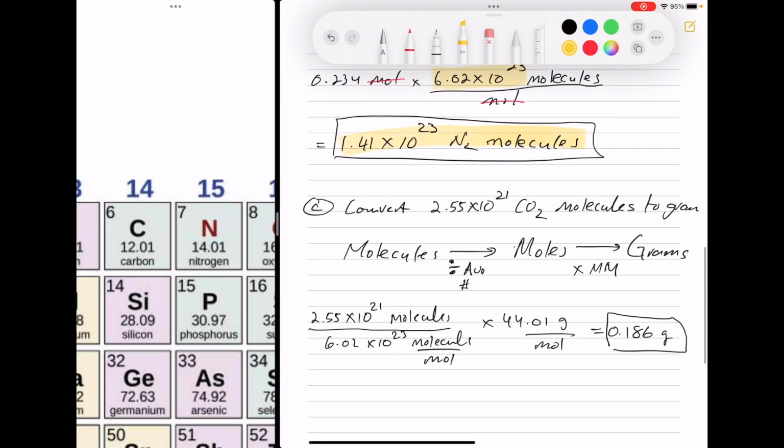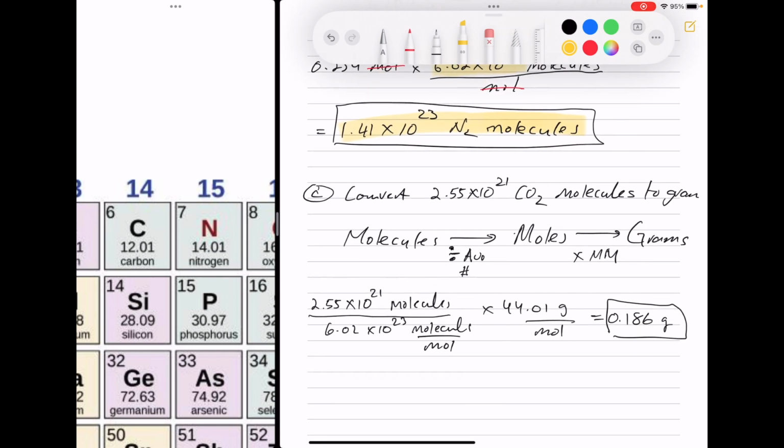The last problem is the most difficult one. It's asking you to convert from molecules all the way to grams. So you have to think about a couple of steps. First off, you can't go directly from molecules to grams. You always have to go through moles. So moles is your bridge in between grams and molecules. So in this case, we have to take it from molecules to moles first. Remember, if you're going to moles, you divide by Avogadro's number.